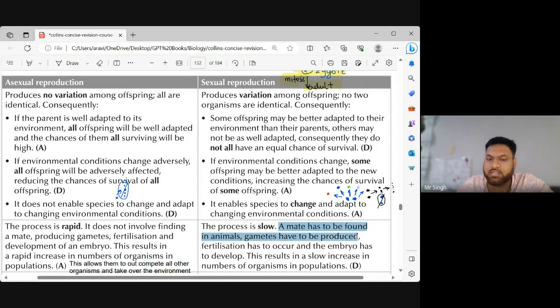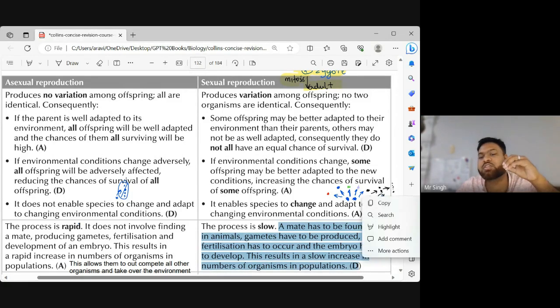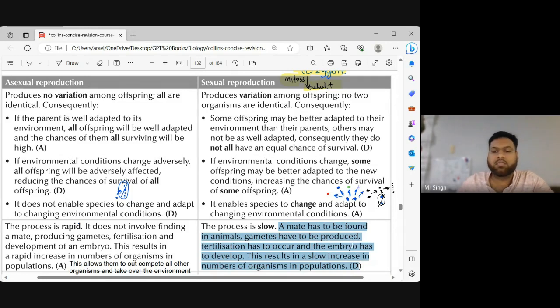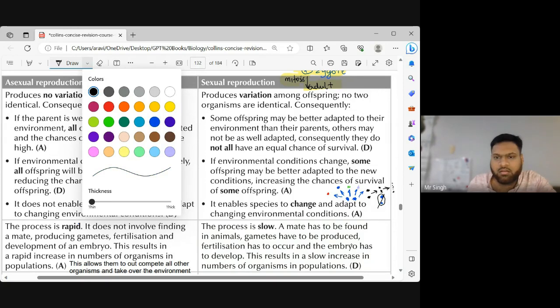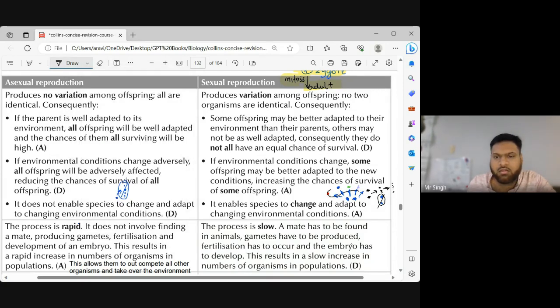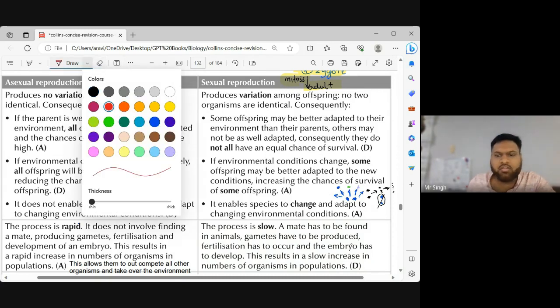Gametes have to be produced. Fertilization has to occur, and the embryo has to develop. All these things need to happen. So this results in a slow increase in the number of organisms in the population, right? So the increase is very slow. So the variation or the population increases very slowly.